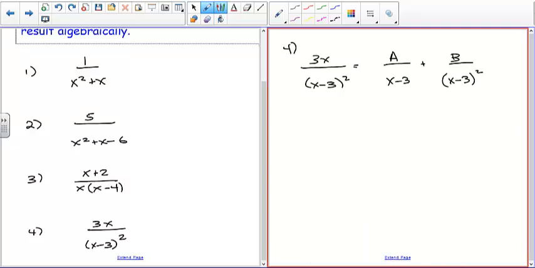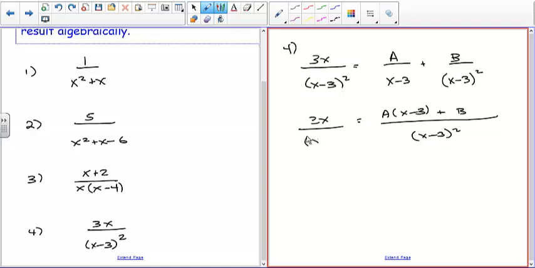Okay, so we go through the same procedure, except we can't cross multiply because we already have x minus 3 squared. So what we do is we multiply this term by x minus 3, and the second term we don't do anything with. And then we have x minus 3 squared. So by multiplying the numerator and the denominator by x minus 3, the denominator becomes x minus 3 squared.